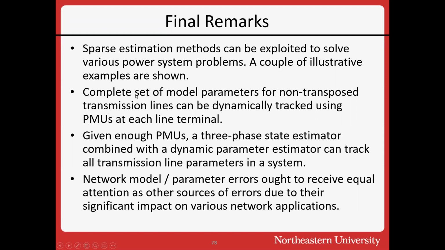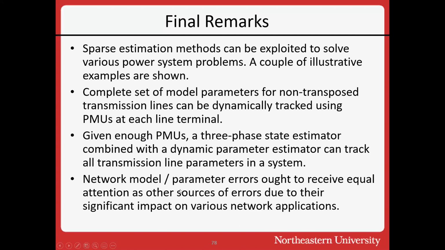The complete set of parameters for a non-transposed transmission line can be dynamically tracked using PMUs if you have PMUs at each line terminal. If you don't have such luxury, having PMUs at each line terminal, then you can go for a system-wide state estimator using a limited number of PMUs and then combine it with a dynamic parameter estimator for all the lines, and that might be a nice solution.